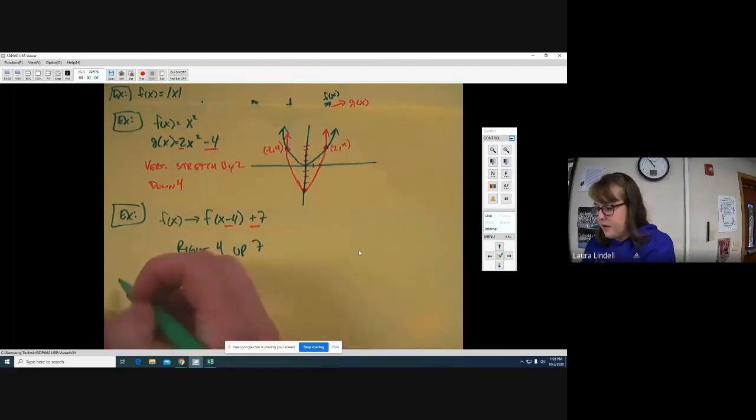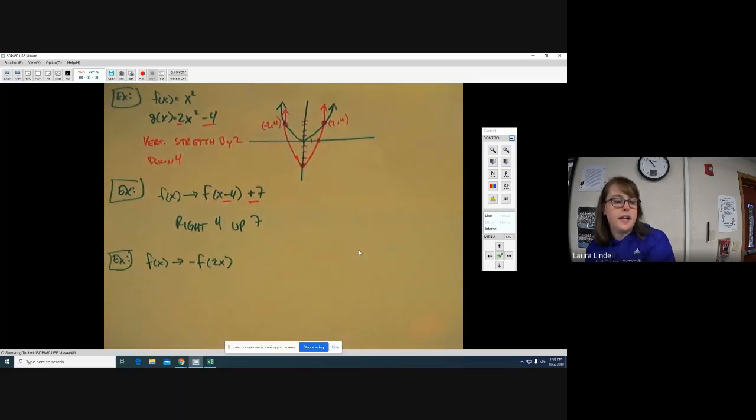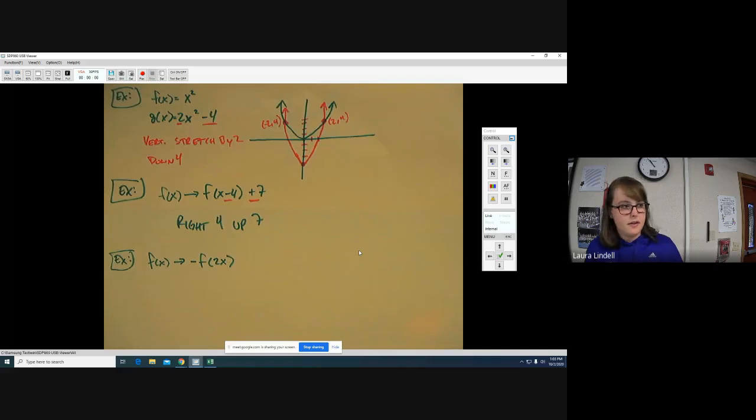Let's do another one. All right. This time we're sticking a negative in there. So with this one, we've got something happening here and something happening here. What do we think's going on? First of all, which axis are we reflecting over, x or y? What do we think? The negative's on the outside.